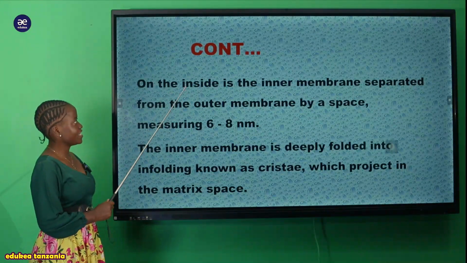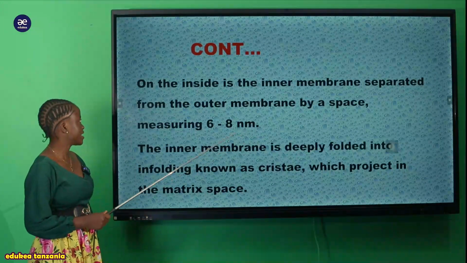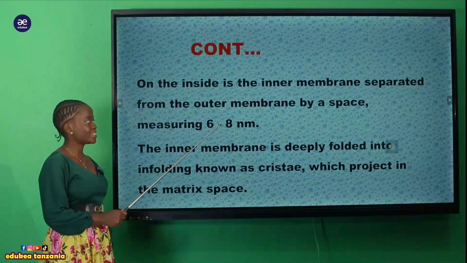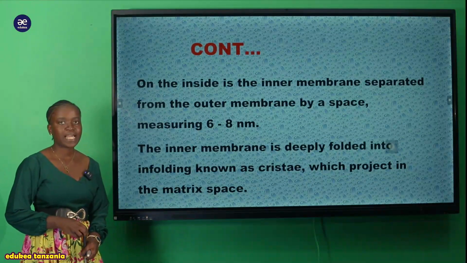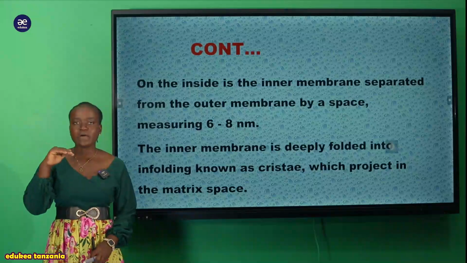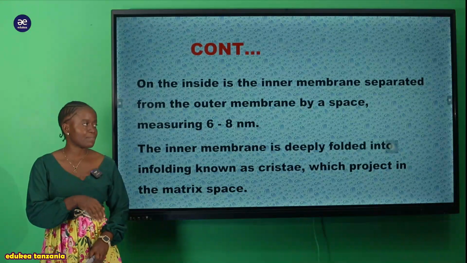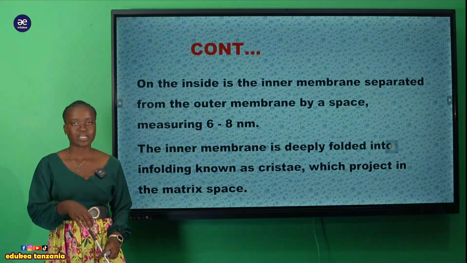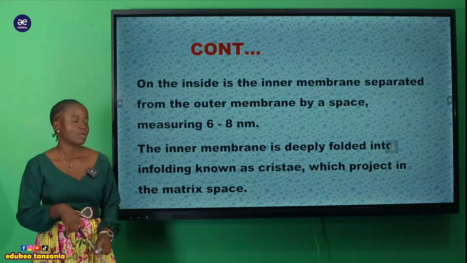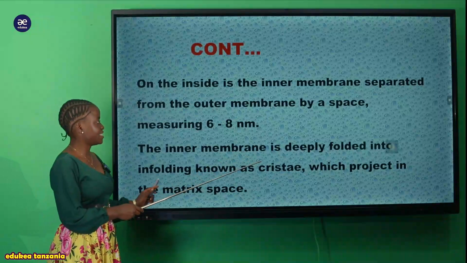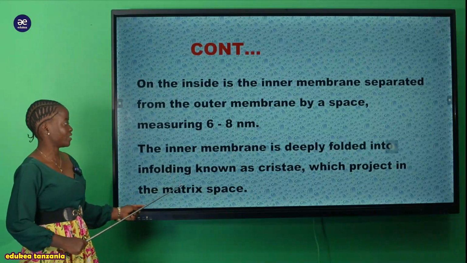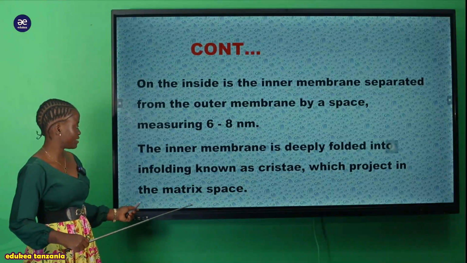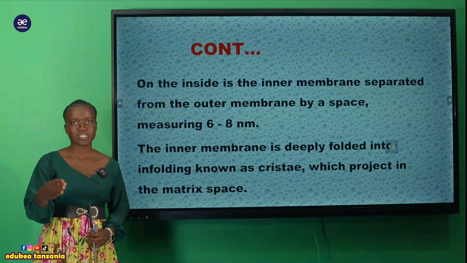So on this inside, the inner membrane is separated from the outer membrane by a space measuring 6 to 8 nanometer. So ukiangalia ule umbali uliokuwepo kati ya outer membrane and inner membrane, it is measured as 6 to 8 nanometer. So you can see it is very small. The inner membrane is deeply folded into enfoldings known as cristae, which project into the matrix. We're going to see it in the structure.